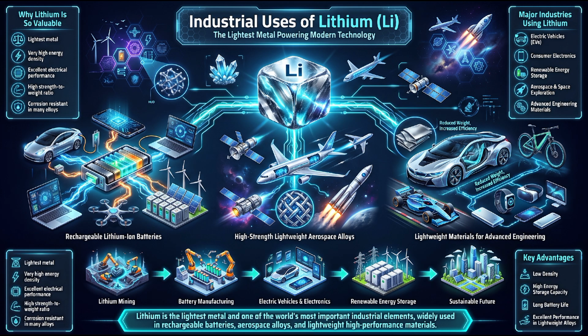The infographic further highlights lithium's role in advanced engineering materials. Lithium is added to specialized alloys to improve their strength, durability, and corrosion resistance while maintaining low weight. These materials are used in high-performance automobiles, racing cars, bicycles, military equipment, precision instruments, and numerous industrial components. The excellent strength-to-weight ratio of lithium-containing alloys enables engineers to design lighter, stronger, and more energy-efficient products.